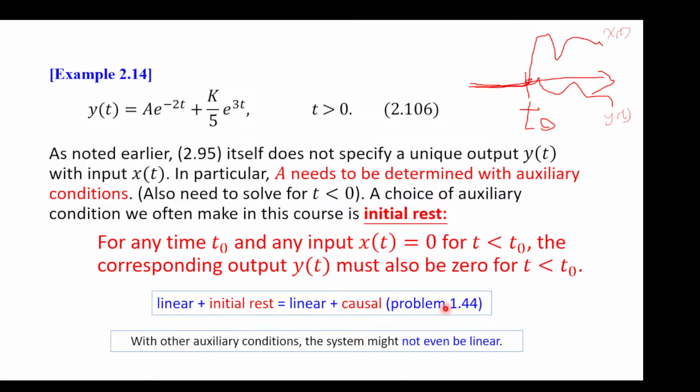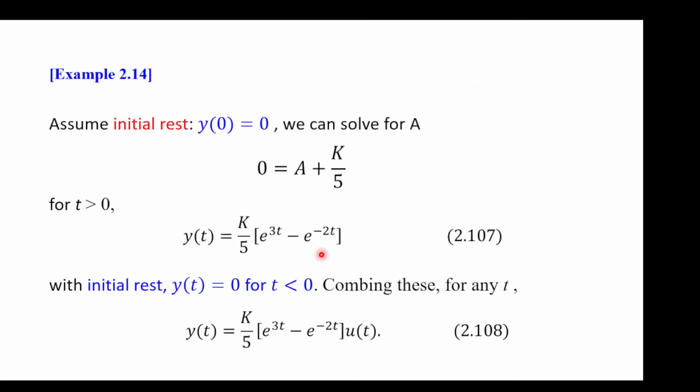But as you will see in some problems, and in a later part of the course, at the very end of the course, we will see that if you pick a different auxiliary condition, then the system might not be causal, and sometimes it might not even be linear. So it's not always linear. If you just say whatever initial condition, whatever auxiliary condition, then the input and output relationship might not even be linear. But as we'll see soon, with this initial rest condition, this differential equation is actually causal and LTI, so it's very nice. But for now, let's see the solution first.